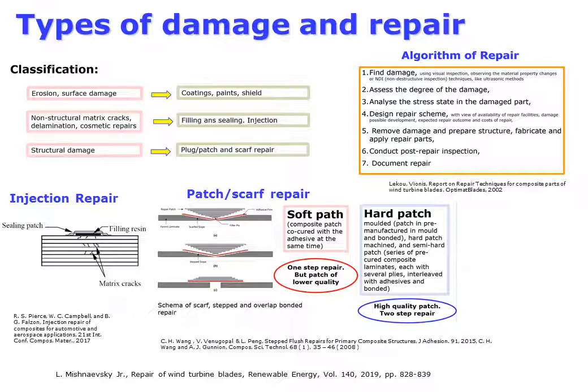Generally, the blade damage mechanisms can be grouped into surface damage, non-structural cracks, and structural damage. They require, correspondingly, different repair technologies. For instance, new painting or shells for erosion. Injection for delamination, scarf repair for structural cracks.